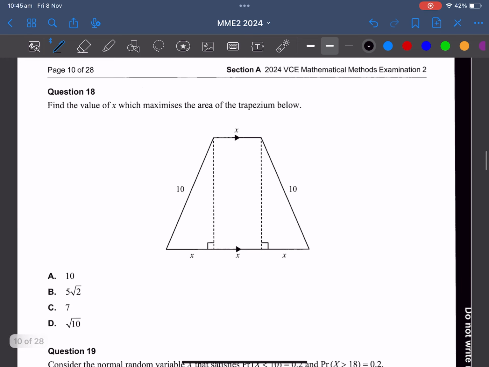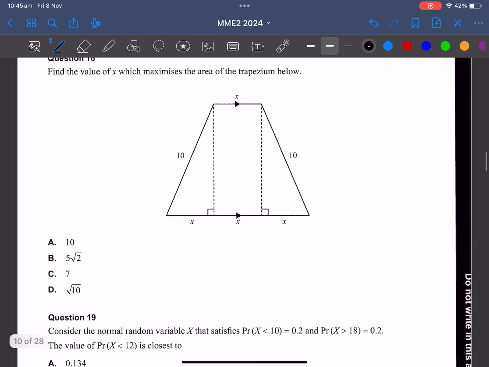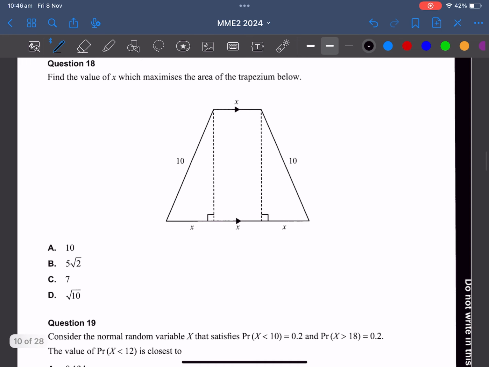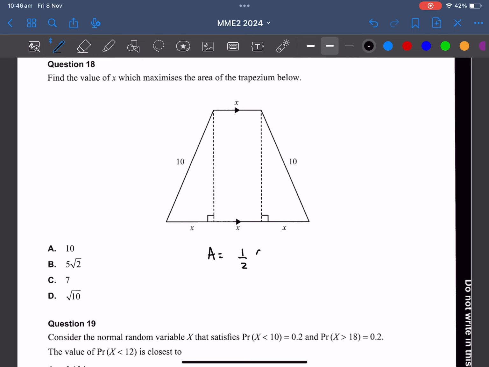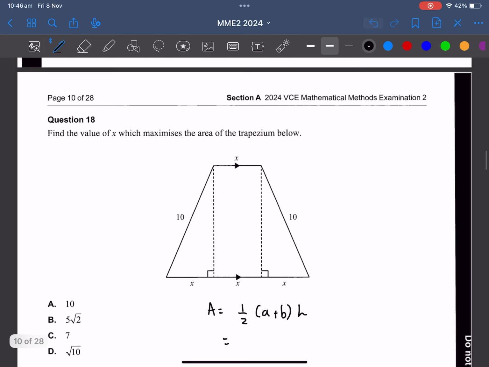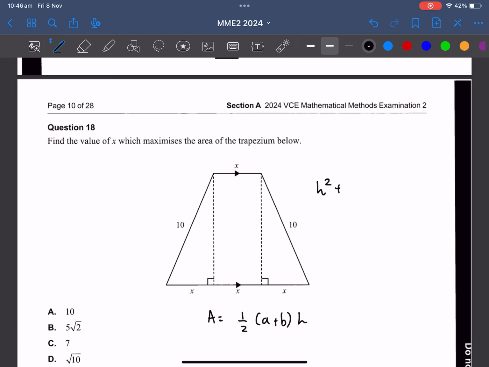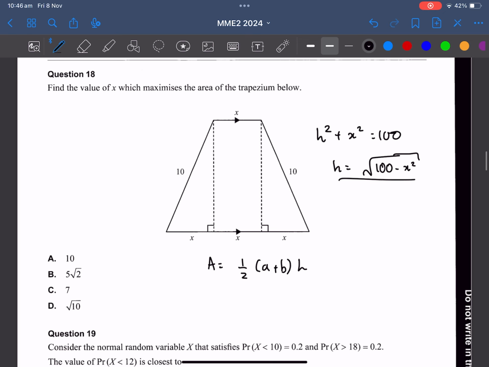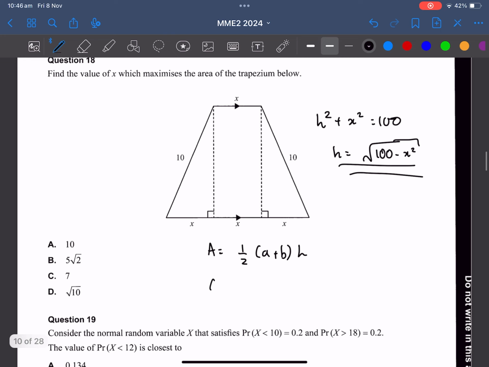Okay. Find the value of x which maximizes the area of the trapezium below. Okay, pretty standard question. So area is going to be half times a plus b times h. So, okay, we will find the value of h first. So h squared plus x squared is going to be 100, simple Pythagoras. So h is going to be the square root of 100 minus x squared, of course. Now, of course, it can't be negative because, well, height can't be negative. So h is going to be the positive root. So now we just substitute that in.